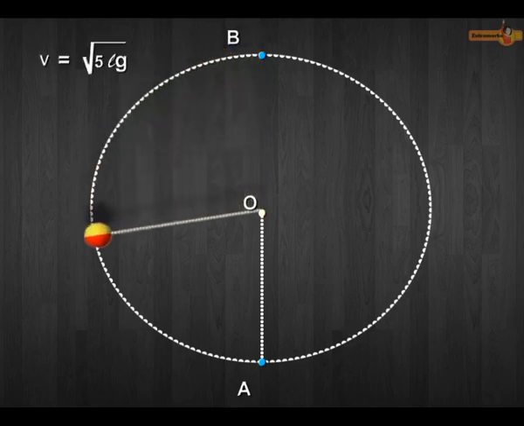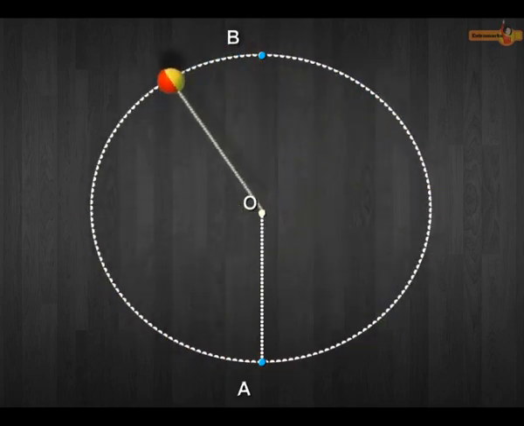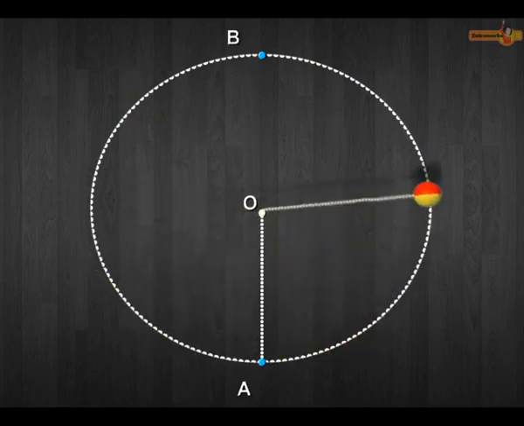Similarly, the velocity at point A is given as V is equal to under root 5 Lg. This is the reason why the object falls down without moving in a circle when we move it with a speed less than the minimum speed.